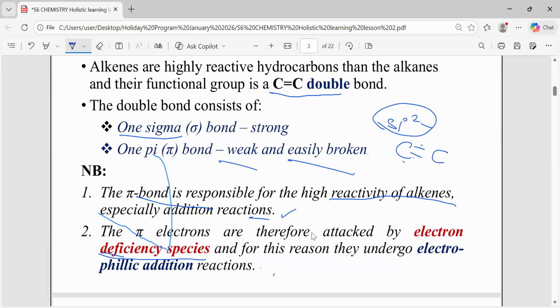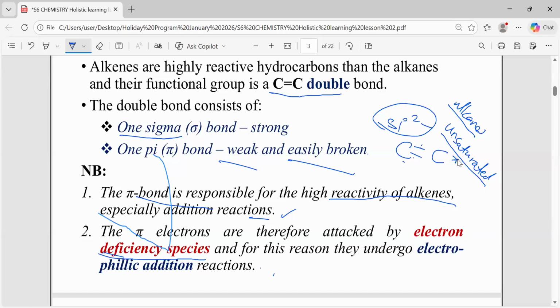So you're saying, is the pi bond the one related to saturation? Alkanes are saturated, while alkenes are unsaturated. They have some free electrons present, the ones which form the pi bond. That bond is the one which is responsible for the unsaturation in alkenes.